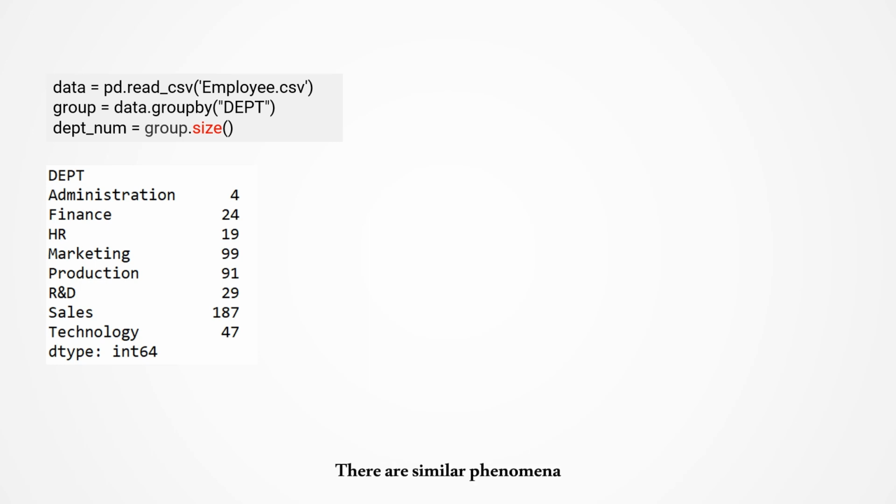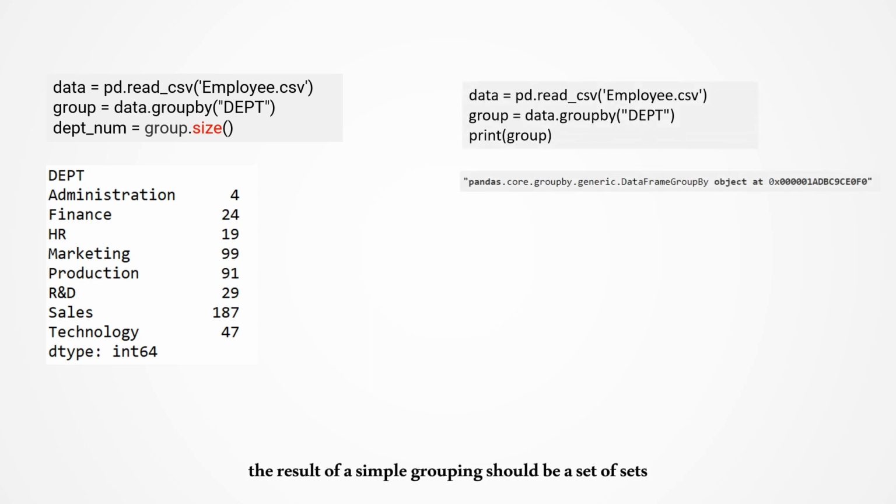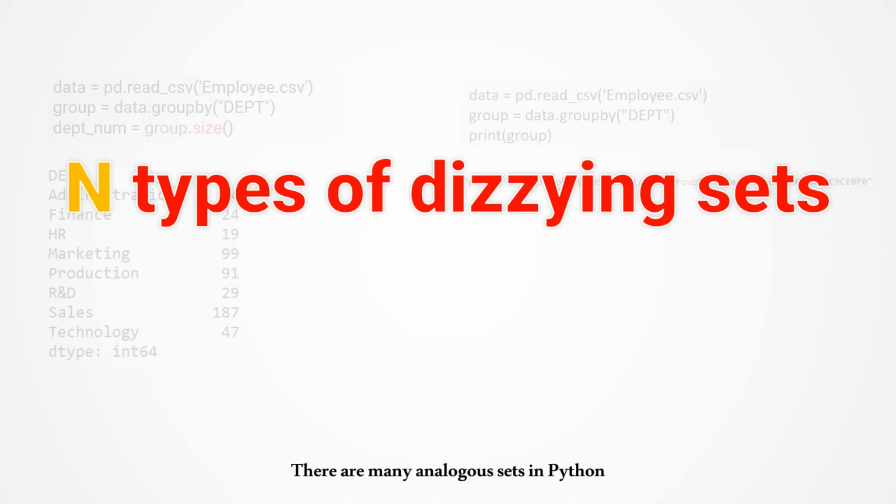There are similar phenomena. For example, the result of a simple grouping should be a set of sets. However, it actually appears as a data frame group by, which is different from the first two types and lacks sequential member retrieval. There are many analogous sets in Python, each with its own adaptation scenarios and operational rules, which can be perplexing.